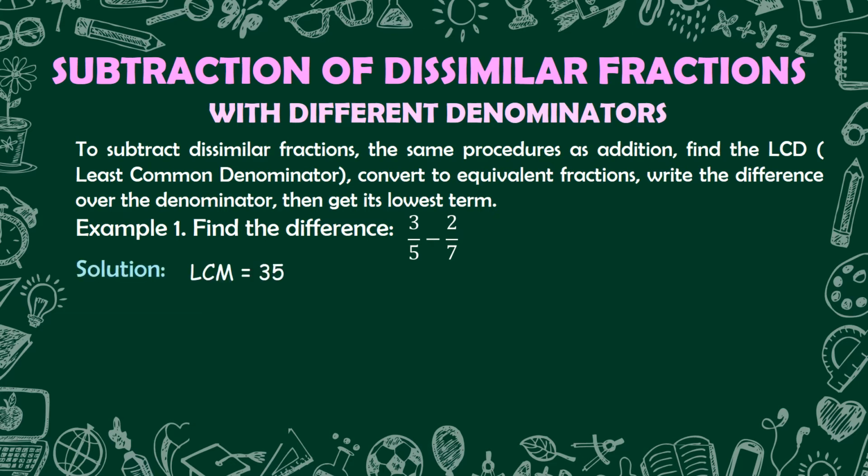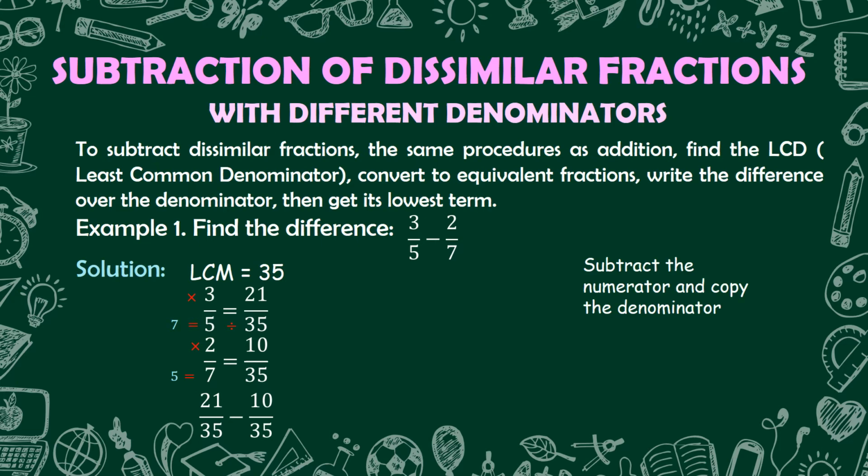For our LCM, 5 and 7 have an LCM of 35. So our LCD will be 35. 35 divided by 5 is equal to 7. 7 times 3 is equal to 21. Next, 35 divided by 7 is equal to 5 and 5 times 2 is equal to 10. Now we have 21 over 35 minus 10 over 35.